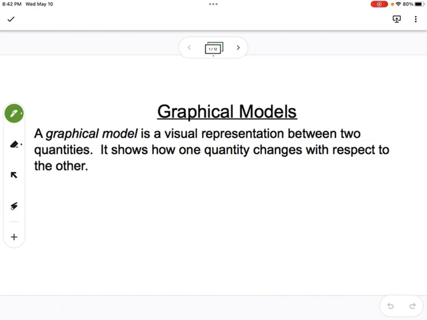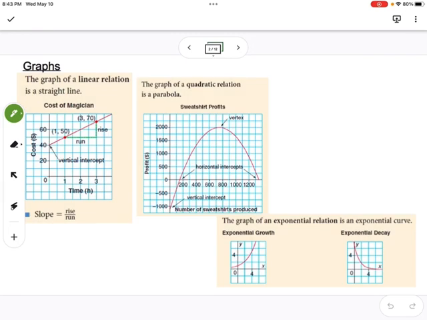So, graphical models. A graphical model is a visual representation between two quantities. It shows how one quantity changes with respect to the other. Okay, so like I said, there's different types of graphs we can look at. Linear is represented on a graph with a straight line. Okay, so that's the first graph here. We can have it going upwards or downwards. And the slope is rise over run.